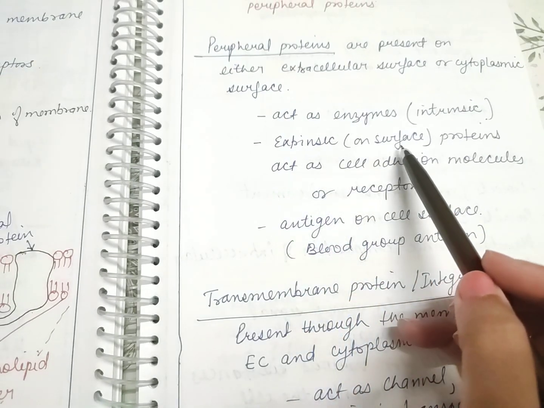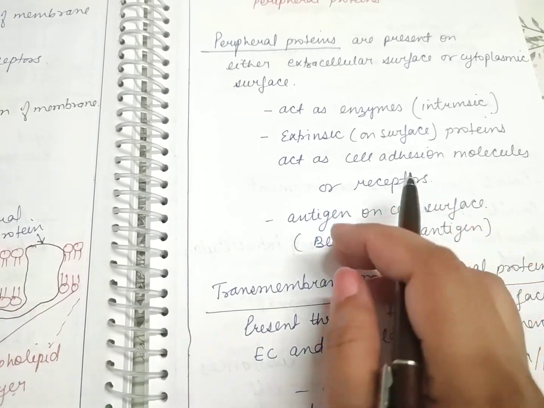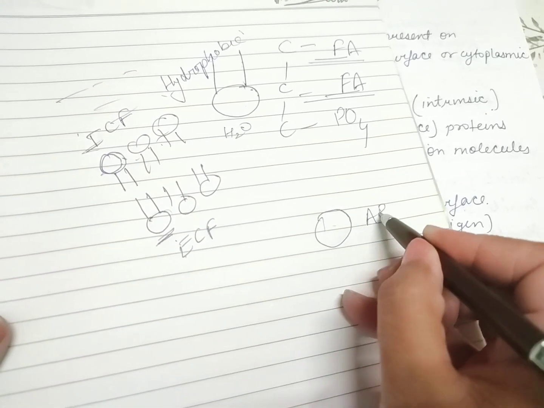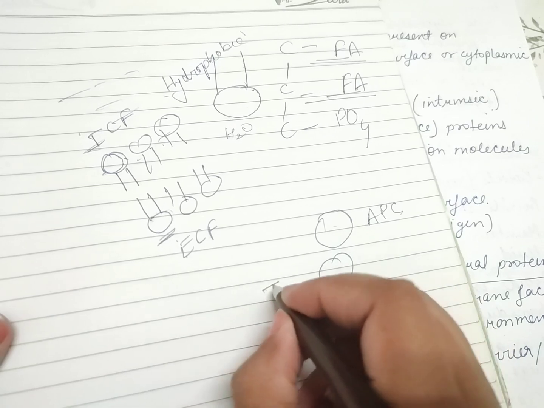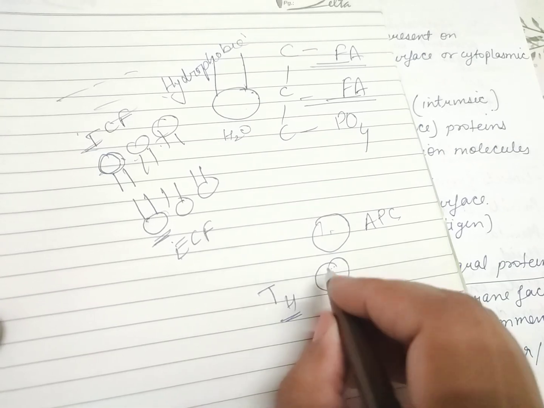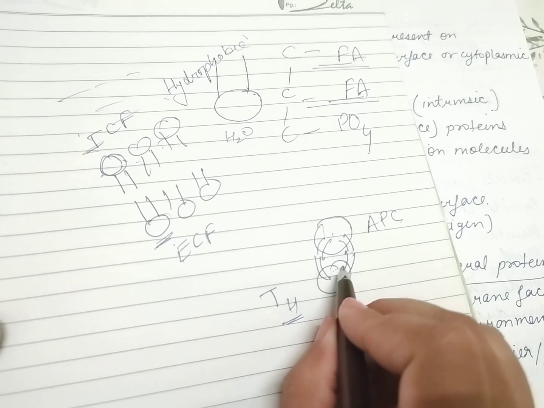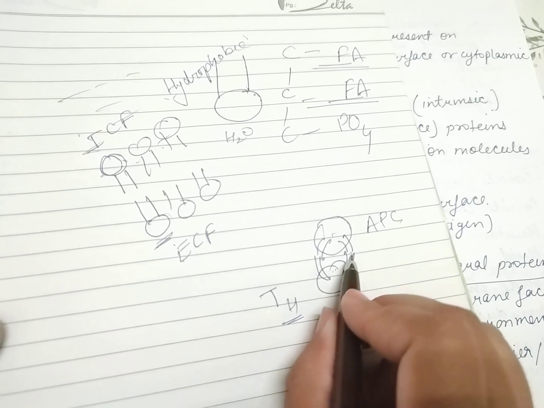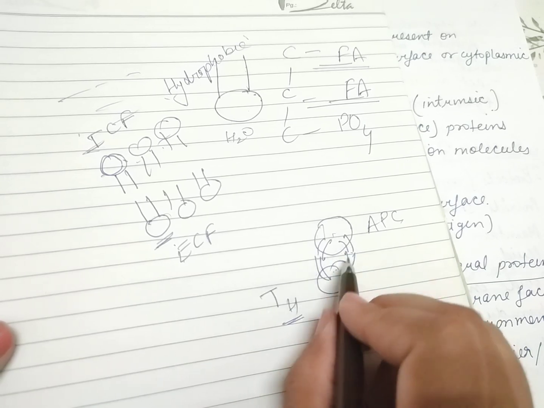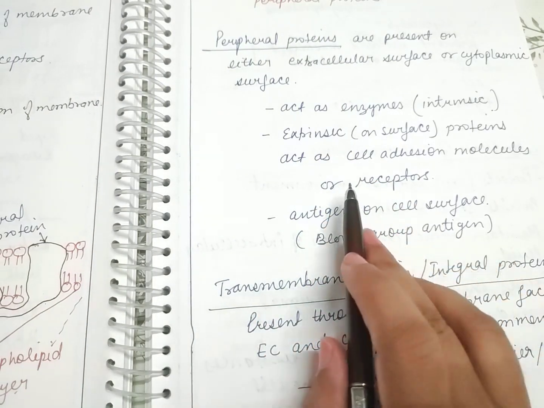On the exterior surface, they act as cell adhesion molecules. For example, in immunity there are two cells, an antigen presenting cell and a T helper cell. Whenever these two cells interact with each other, various adhesion proteins are responsible for their action. These are also in the membrane. So which type of protein will it be? It will be a peripheral protein, acting as a cell adhesion molecule to have an interaction for the respective function.